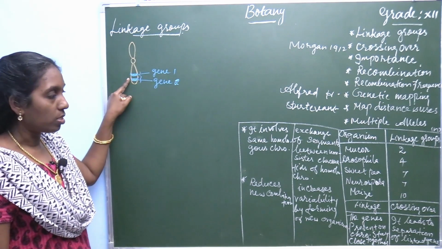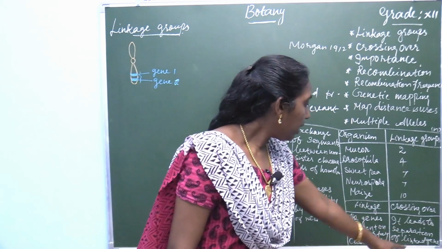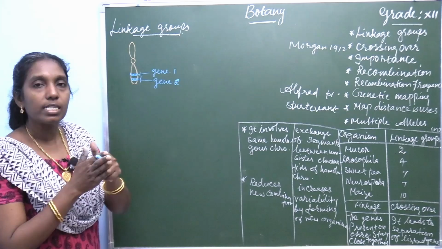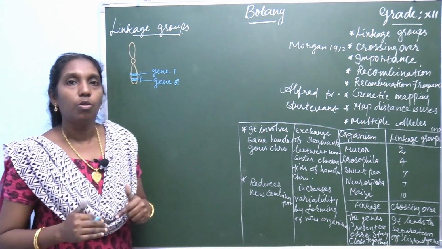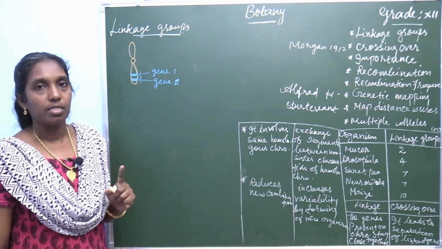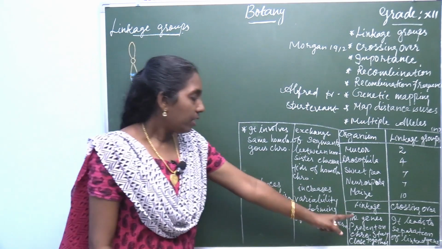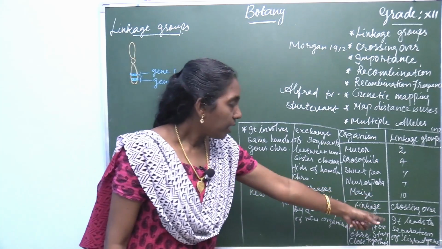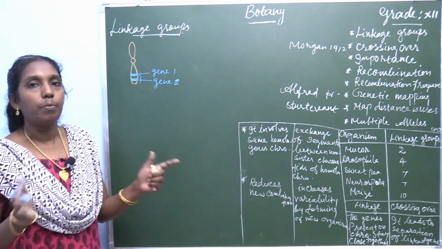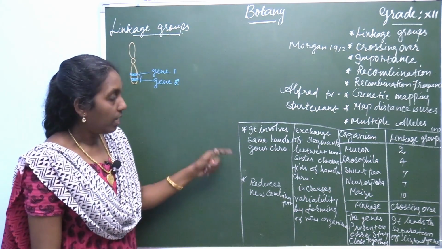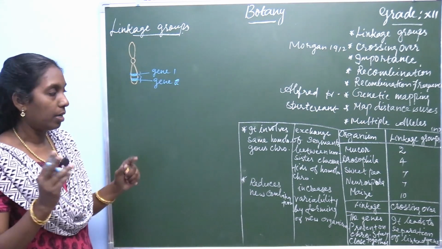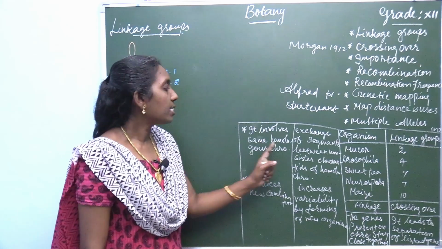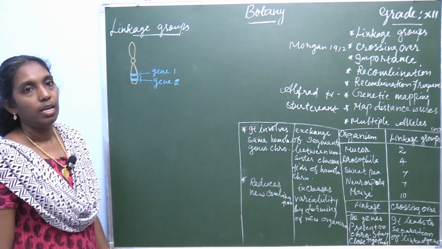But what happens in crossing over? Crossing over leads to separation of linked genes. These two linked genes are separated when crossing over takes place. That's the first difference: in linkage, the genes present on the chromosome stay close together, but crossing over leads to separation of the linked genes. Second point: linkage involves the same homologous chromosome.